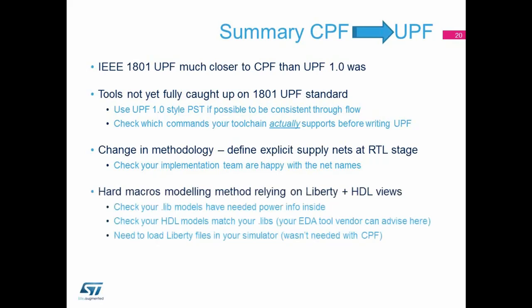Hard macro modeling, we're relying on Liberty and the HDL behavioral views. So you need to check that your lib models of your cells in your libraries have the correct attributes on the PG pins. Check that they have the PG pins. And you also need to check with your EDA vendor about exactly how their simulator will handle the combination of Liberty view and behavioral model, because I can't go into the depth of it here, but there's a lot of different scenarios there about whether the behavioral model is power aware or not, what's inside the Liberty, et cetera.